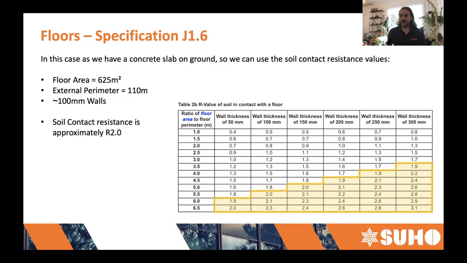Our external perimeter was 110 meters, and then our walls are approximately 100 mil thick. Obviously in real life, they're probably going to be a bit thicker than that, but for our simple solution, they're 100 mil.